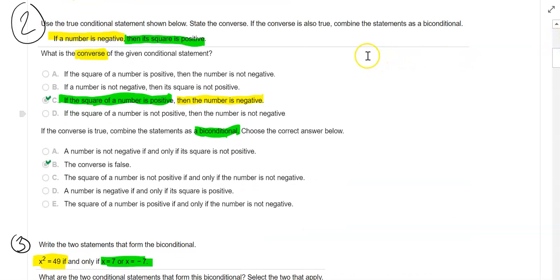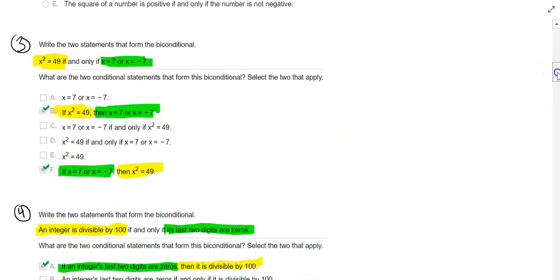And in number 2, we're doing the same thing. So here, this is our conditional statement. We make the converse, and we have to see, are these both true? If we look here, we say if the square of a number is positive, then the number is positive. That's not true. I can square -2 and I still get a +4. Since this is false, then I cannot write a biconditional statement.